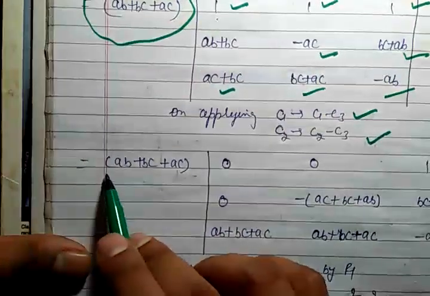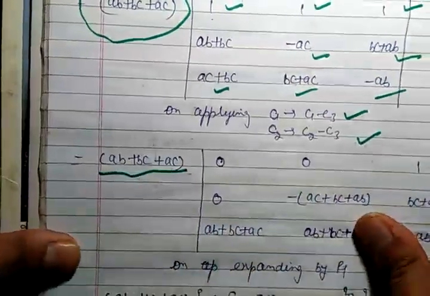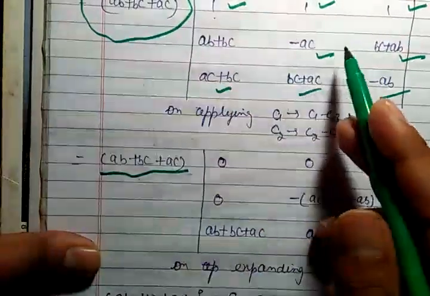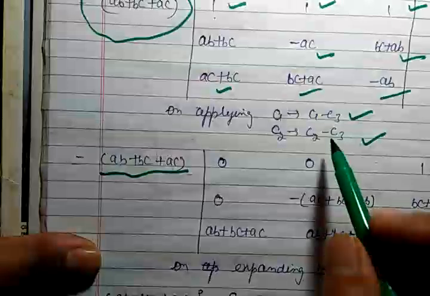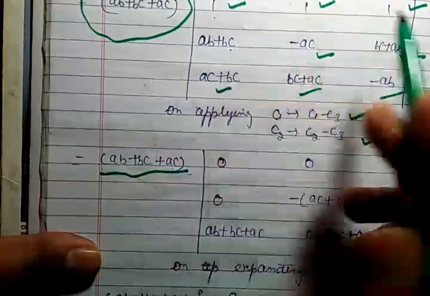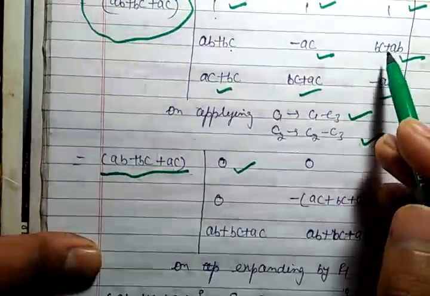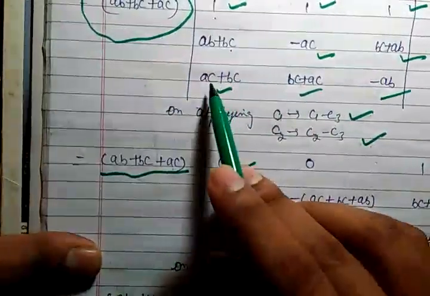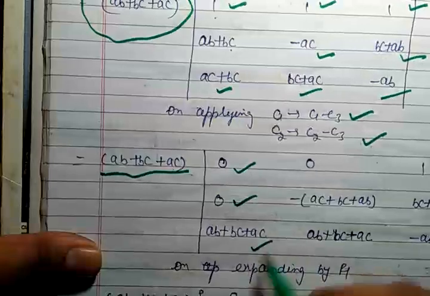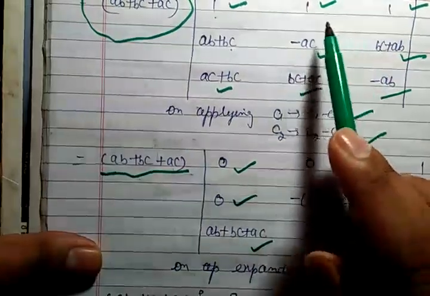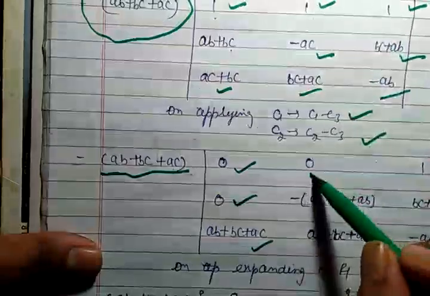Then you will get AB plus BC plus AC. So it will be 0 0 1, and AB plus BC it will be 0 after applying C2 minus C1. Now we are going to change C1 minus C3. So 1 1 0, AB plus BC minus AB, then it will be also 0, and here you will get AC plus BC plus AC. And after applying the second property C2 minus C3 you will get here 0.